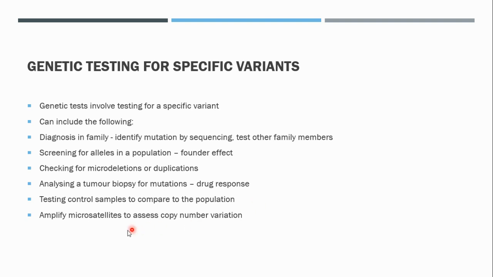Genetic testing is used to amplify microsatellites, as I mentioned before, in forensics, and this can be used to look at copy number variation between different individuals to test whether a DNA sample comes from the same or different individuals.